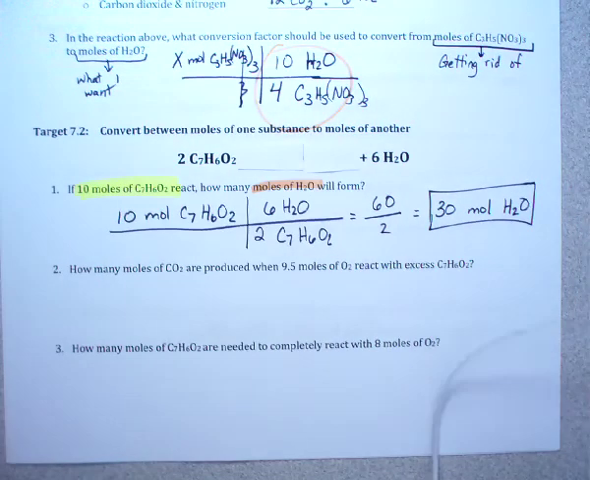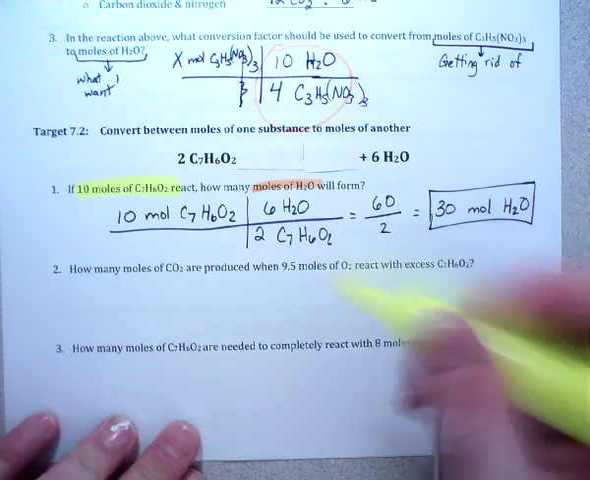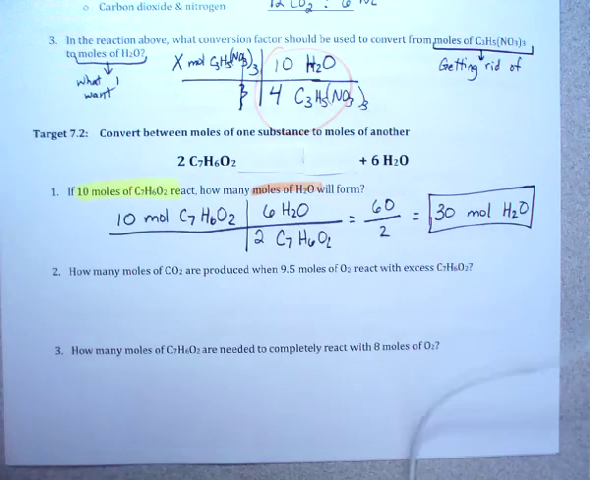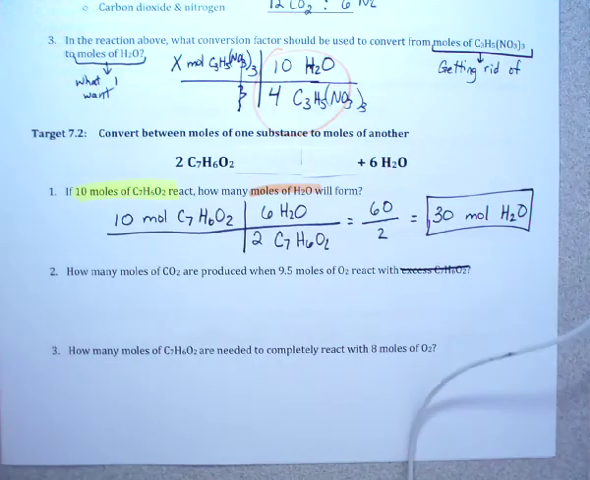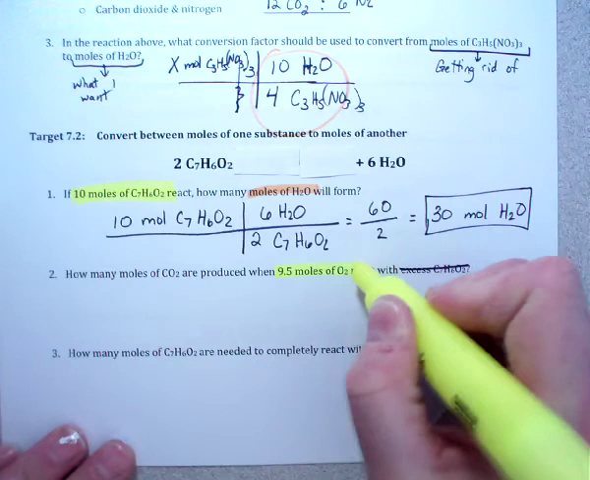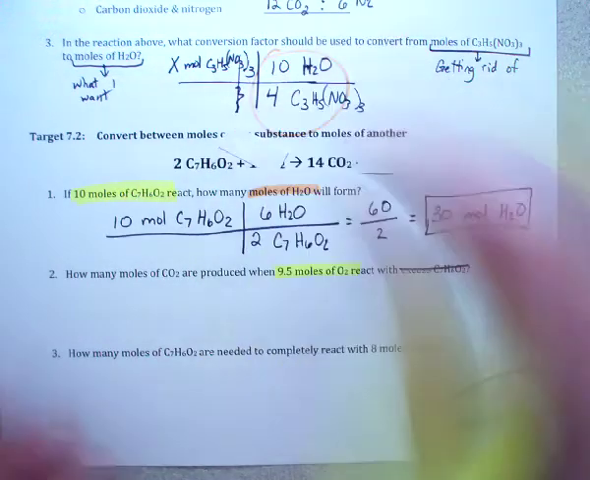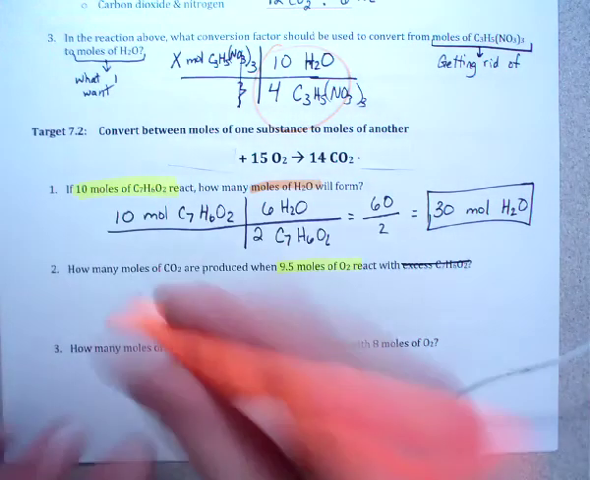Question 2 asks how many moles of CO2 are produced when 9.5 moles of O2 react with excess C7H6O2. First things first, this excess C7H6O2, that just means you have extra. You have enough of it. It's not really part of your problem. So I gave you 9.5 moles of O2, and I'm asking you to find the CO2, which means we can ignore the H2O and the C7H6O2.